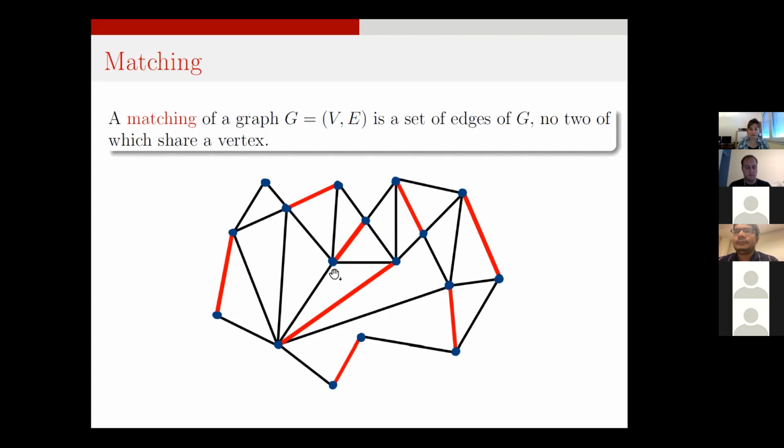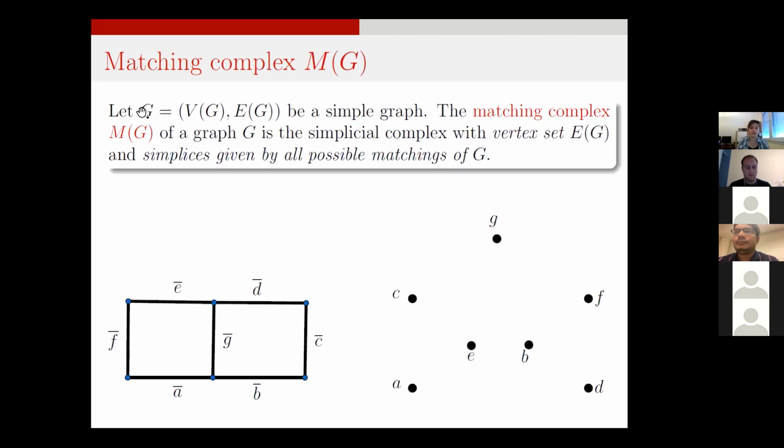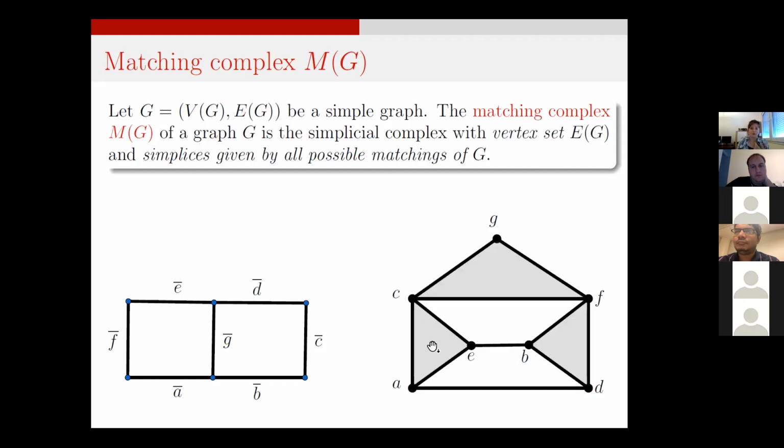And now we can make a complex. We have an arbitrary simple graph, and to define a complex, we need a set of vertices and a set of simplices. Let's look at this graph. To each edge of this graph, we assign a vertex, right? And I arrange the vertices not exactly as these edges are, because I wanted the complex to look nice. So the set of vertices of the complex is the set of edges of the graph. And when do we put a simplex here? When we have a matching. So this is going to be our simplicial complex, our matching complex.